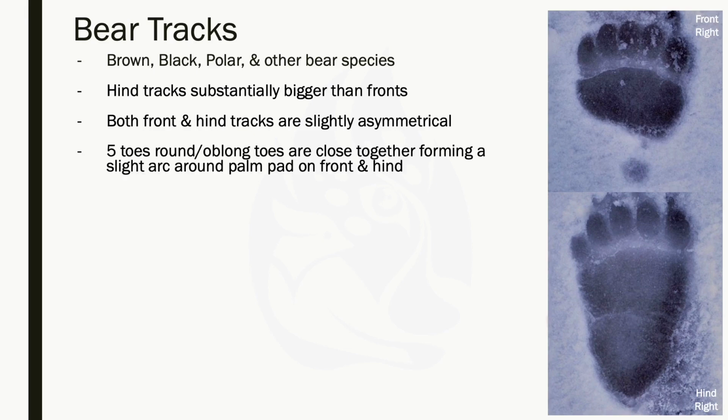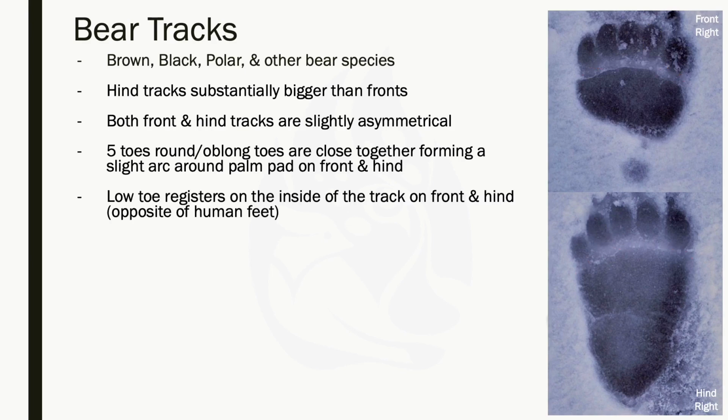Bears have five round, or what we oftentimes refer to as oblong toes, and they're always close together. You'll see that it forms an arc around the top of the palm pad, and that's true on both the front foot and the hind foot, as you can see here. So it forms kind of a ring around the top of that palm pad, and if you draw a line between the toes and the palm pad, you get this arc.